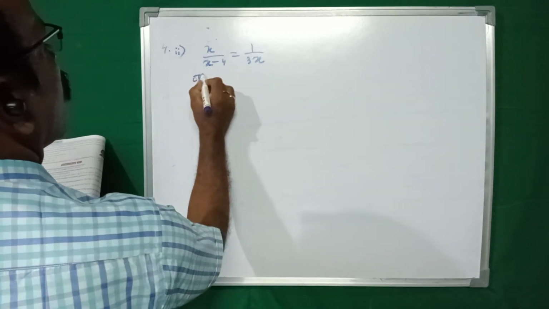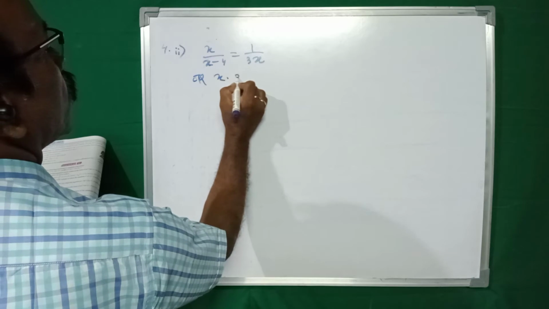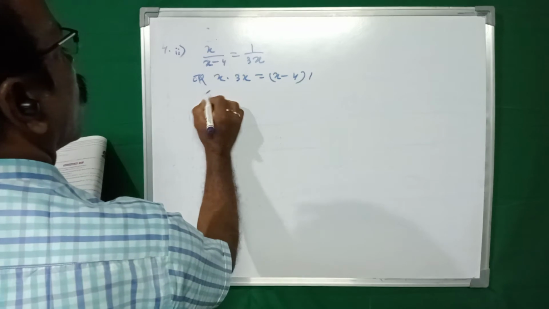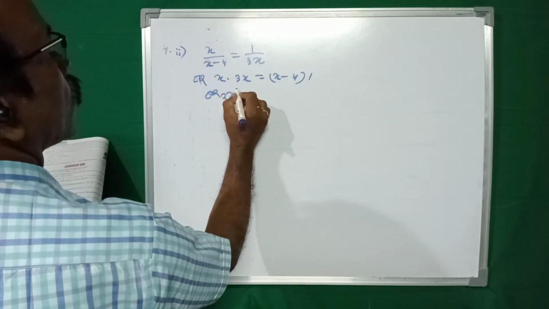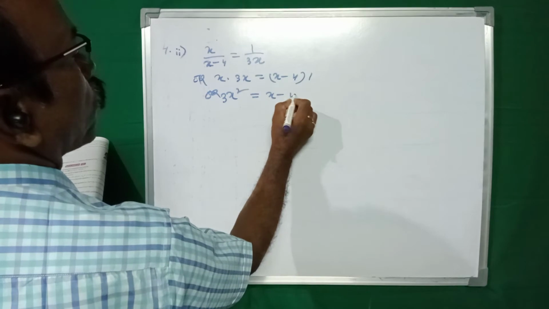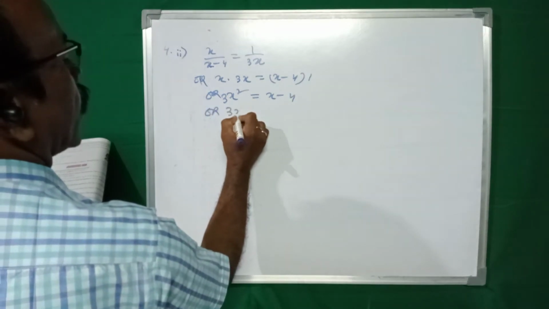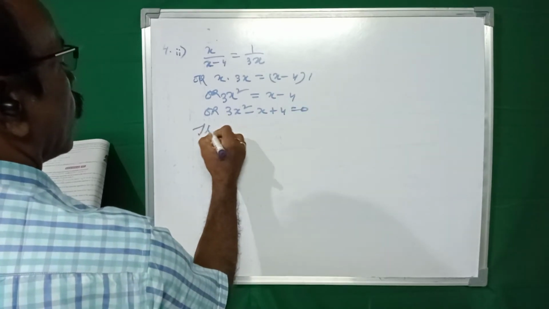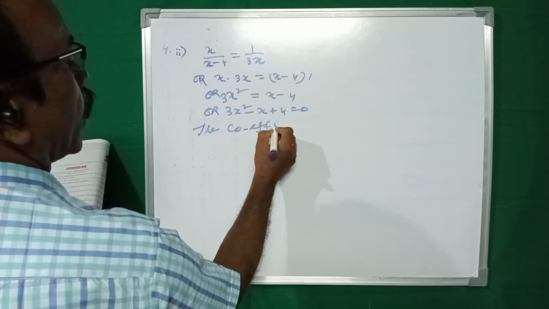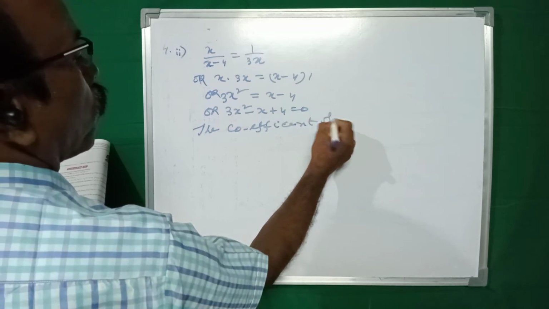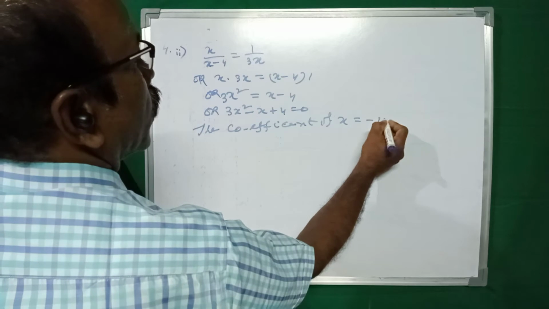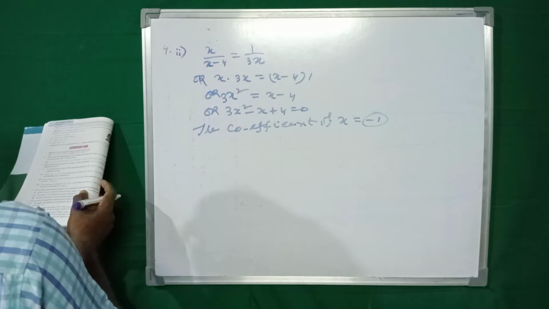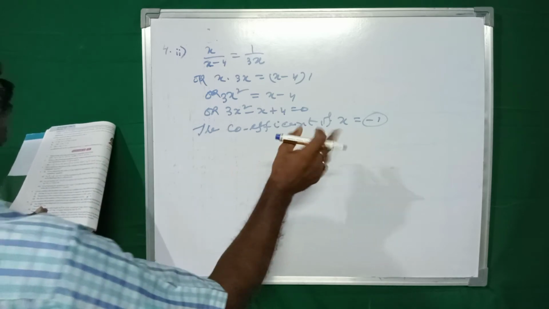Now we'll cross multiply: x into 3x is equal to x minus 4 into 1, or 3x square is equal to x minus 4, or 3x square minus x plus 4 is equal to 0. The coefficient of x is equal to minus 1. My dear student, in the second question of 4, the coefficient of x will be minus 1.